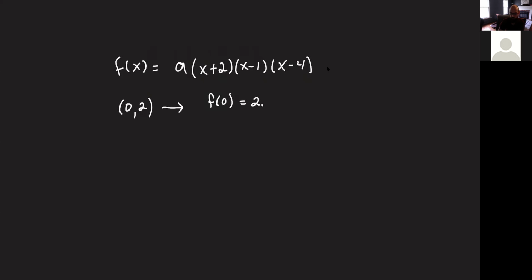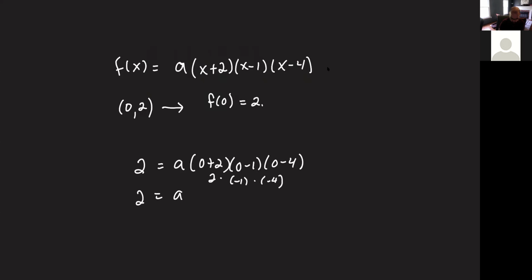Right, so whenever I have an input of 0, I should have an output of 2. So what you get is 2 is equal to a times 0 plus 2 times 0 minus 1 times 0 minus 4. If I multiply all this out, I get a times 2 times negative 1 times negative 4, and all that becomes 8. So a is equal to 1/4.